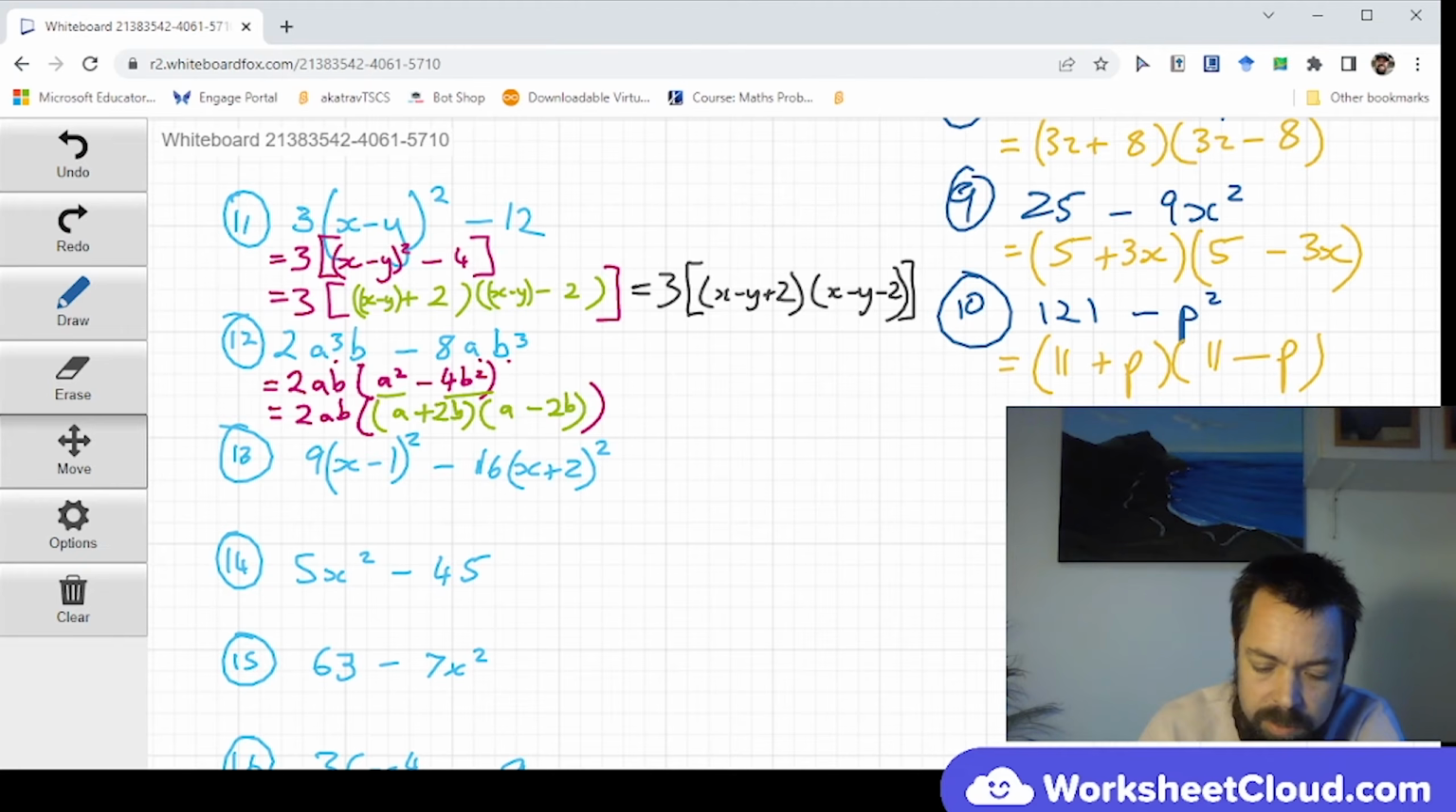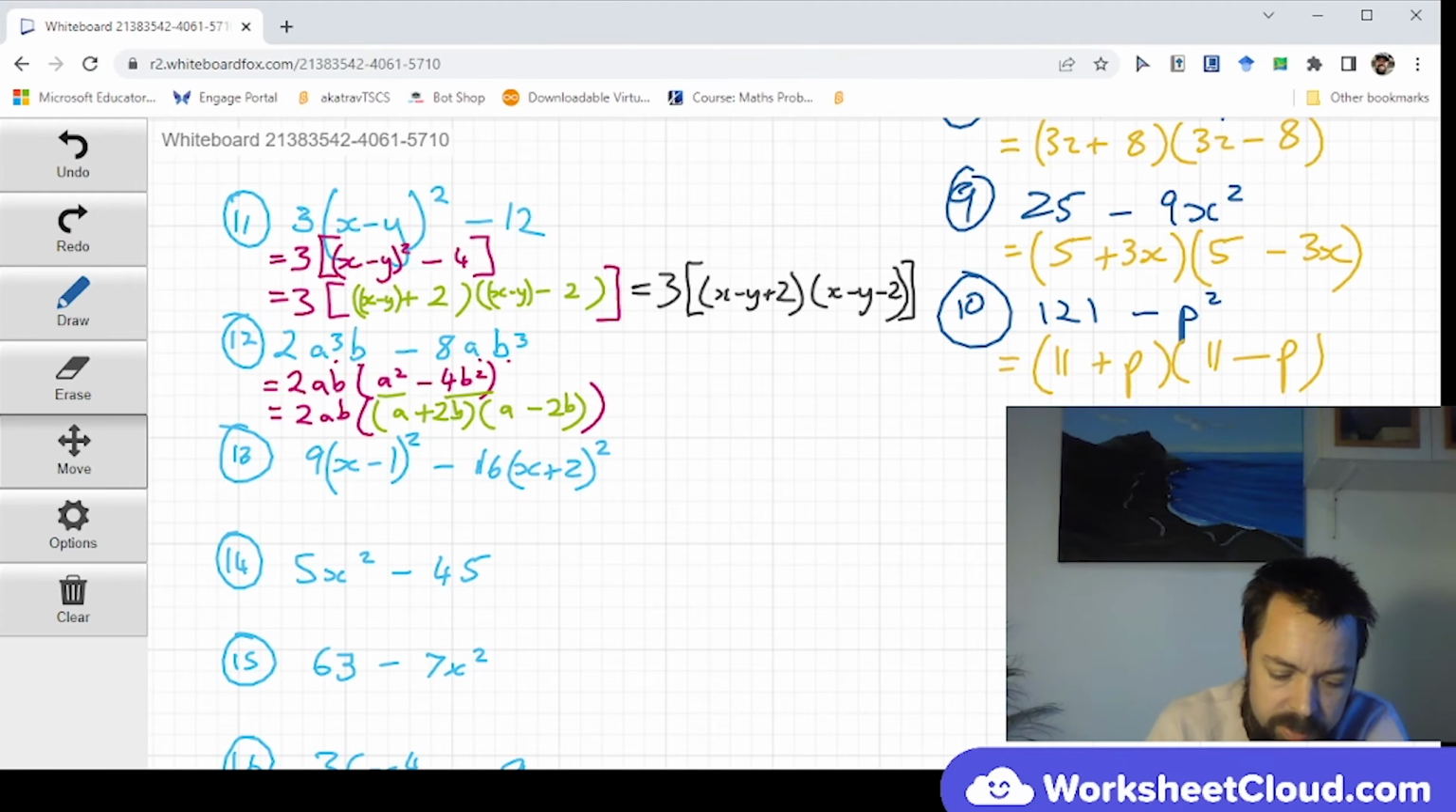Number 13. Now I'm glancing at 13, that's a square. That's a square because it's got the square of the whole bracket. That's a square and that's a square. So this one, we don't need to take out a common factor. We can go right ahead and factorize.